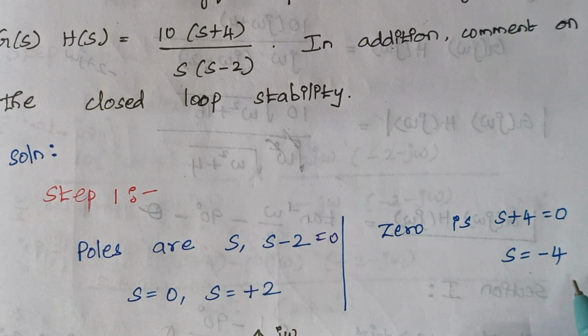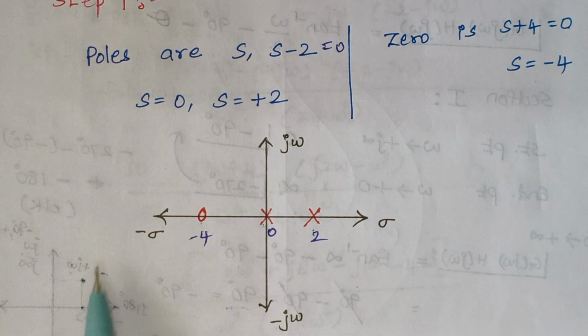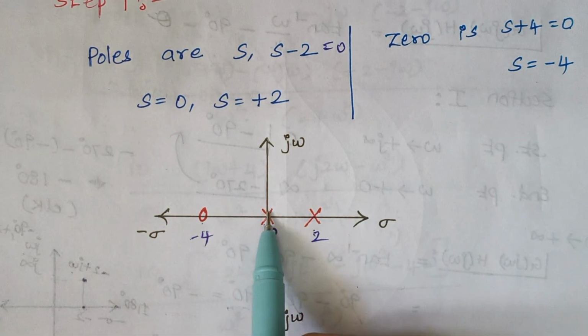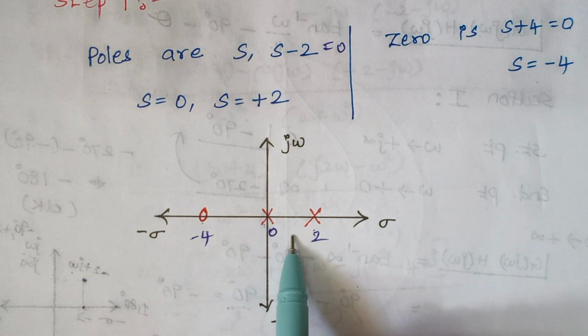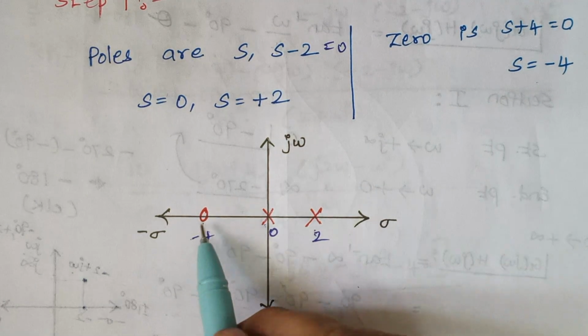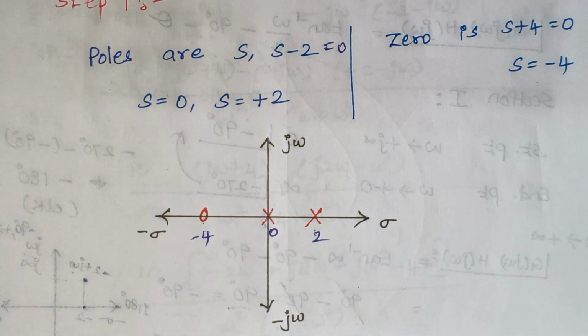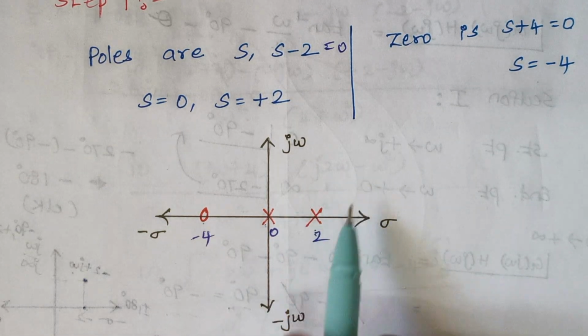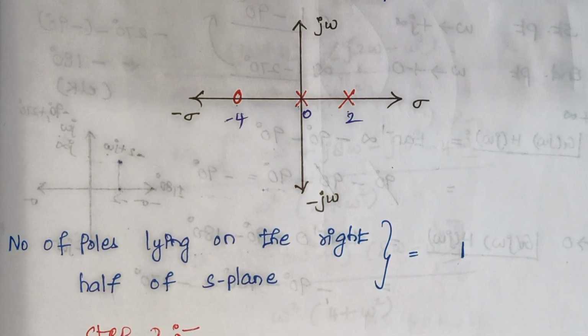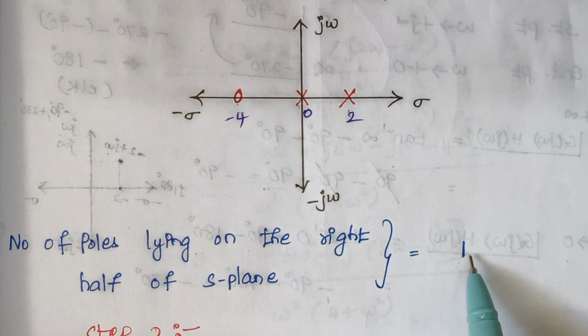Now we are going to mark these poles and zeros on the S plane. This is our S plane, and here we have 0 and plus 2, so 0 and plus 2 are marked. The next thing is minus 4. This is a zero, so it is marked like a small circle. The number of poles lying on the right half of the S plane: this is our right half of the S plane, and we have one pole here. Therefore it is equal to 1.